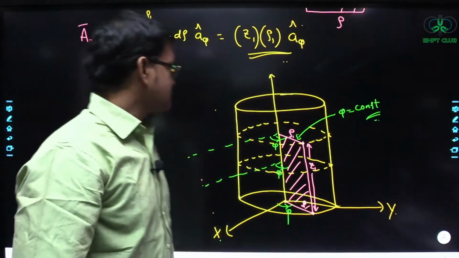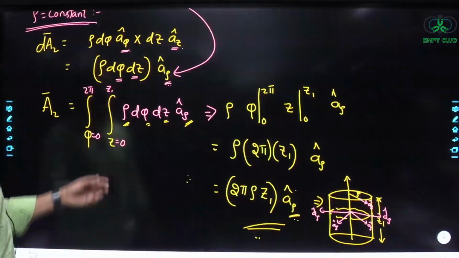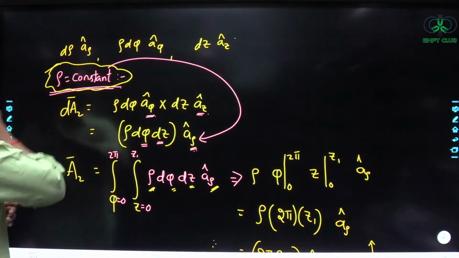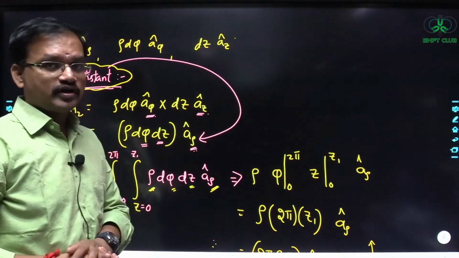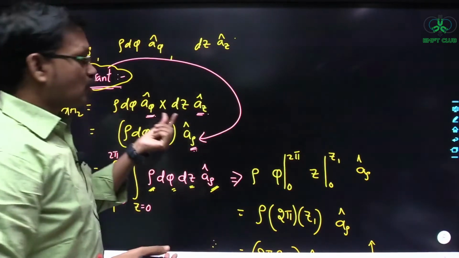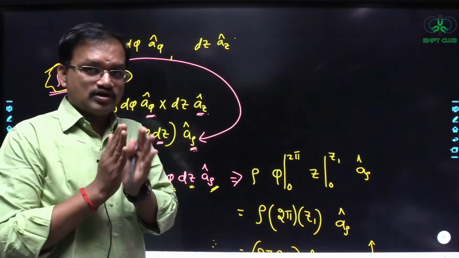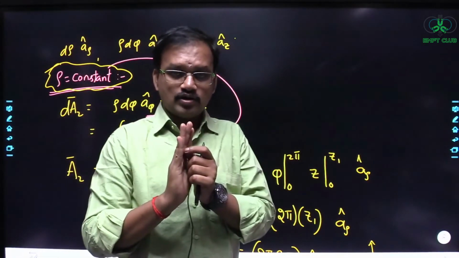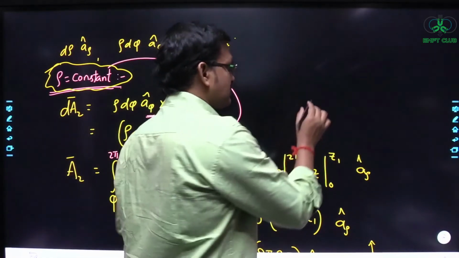So similarly, if you consider A2, this is nothing but rho equal to constant plane. So rho equal to constant plane means what here? What are the variables? Only phi and z are variables. So let us take rho equal to 0. If you take rho equal to 0, you are going to have a 0 cylinder. See, if you vary phi and z, what are you going to get? You are going to get a curved surface of the cylinder. Yes or no?